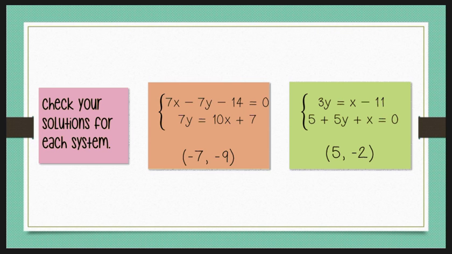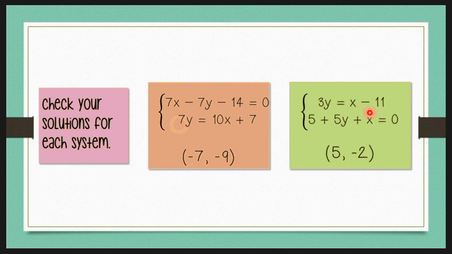On the first system, 7x minus 7y minus 14 equals 0, and 7y equals 10x plus 7, you should have converted both of these equations into standard form. In the first one, you would have to move that minus 14 to the right side of the equal sign, and you would have to move the 10x to the left side of that equal sign to get both of those in standard form. And you should have gotten a solution of negative 7, negative 9.